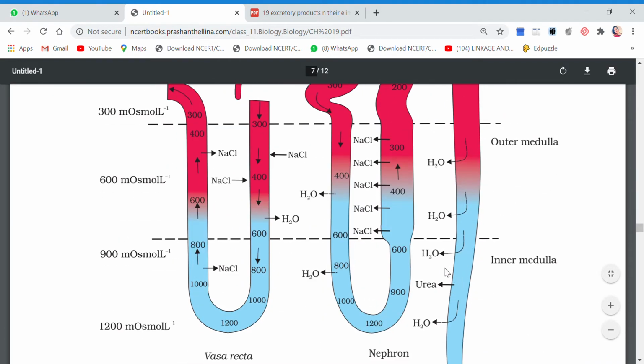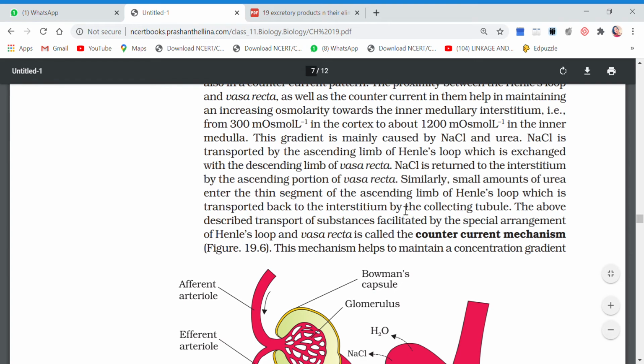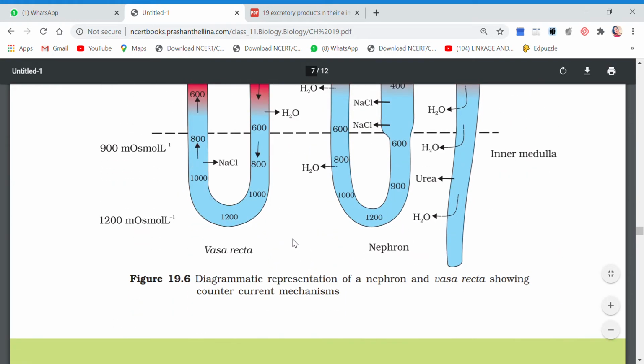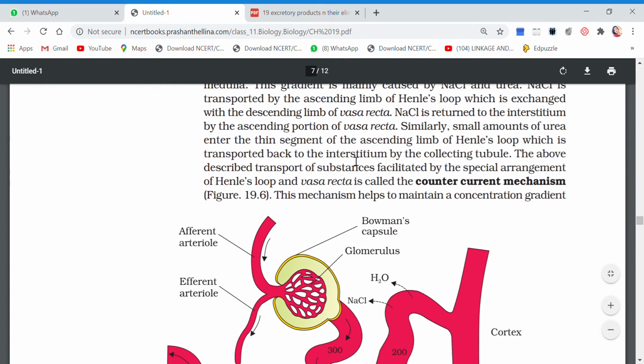And from the collecting duct this urea is again given to where? To the interstitial fluid or the fluid which is present inside the medulla. Okay, right? So the above described transport, now you see, ultimately both the things, that means the NaCl and the urea, are given to the medullary fluid or the interstitial fluid. Both the things are given there, and so the substances are facilitated by the special arrangement of Henle's loop and vasa recta.